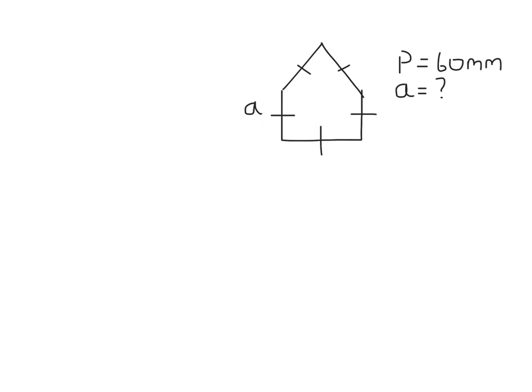So to find what A is, I've just got to find what number do I add up to itself 5 times to get 60. Or in other words, what number do you times in order to get 60? So A will just be 60 divided by the number of sides here, 5, so it's going to be 12 millimeters. Okay, and of course that makes sense. The perimeter would be 12 plus 12 plus 12 plus 12 plus 12, which is 60.